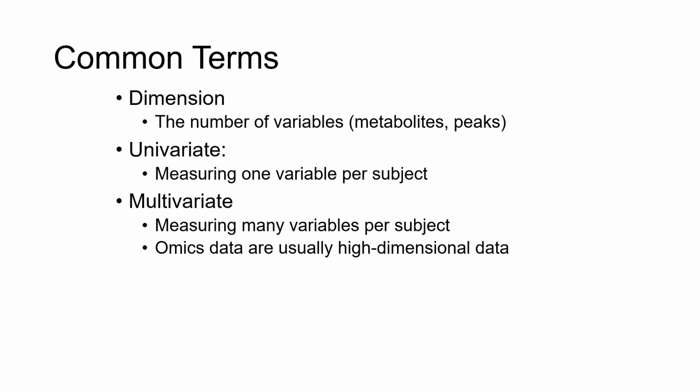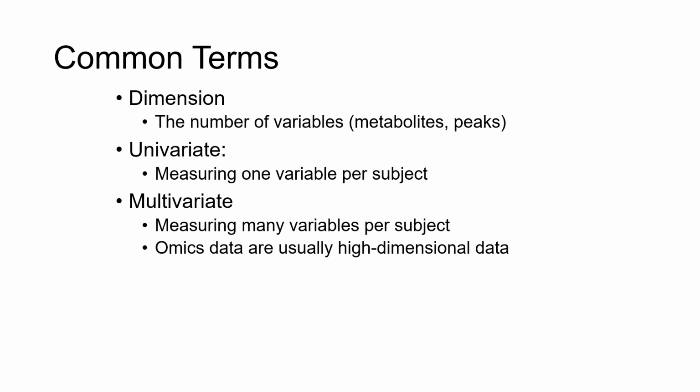The first one is to remember the term dimension. We live in a three-dimensional world, but in statistics, dimensions actually refer to the number of variables. So if you have 100 metabolites, technically you have 100 dimensions. If you have 50 peaks, you have 50 dimensions. The number of dimensions is something that we are usually focused on reducing to make things more understandable. I'll talk about that later when we get into principal component analysis.